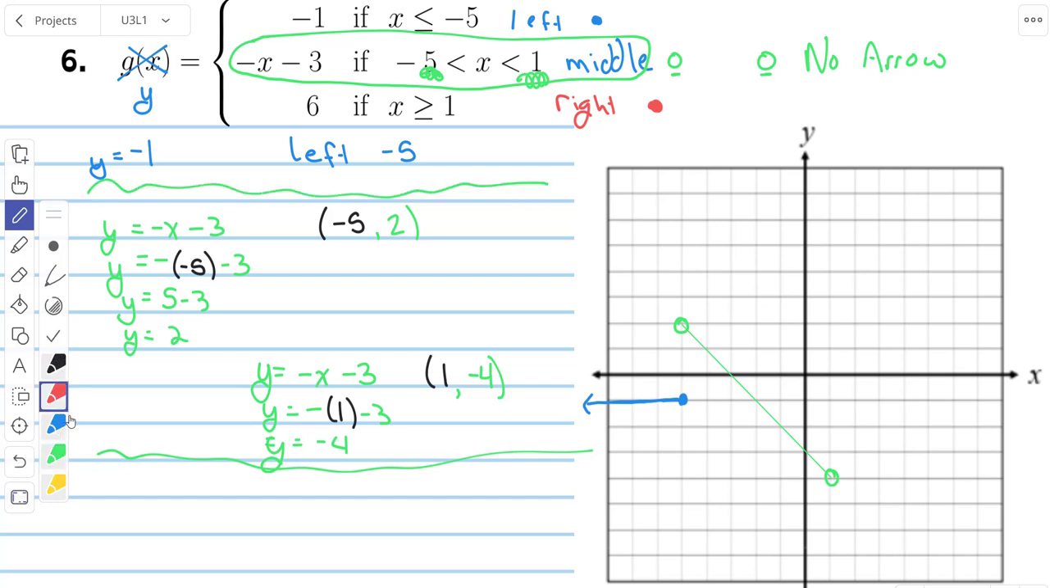So now let's take that bottom section. Again, y equals 6. So that's a horizontal line. And this is when we're right of 1. So I'm going to come up here to 6. 1, 2, 3, 4, 5, 6. Put a closed dot. And I'm going to go to the right. So that gives me all of my graphs.